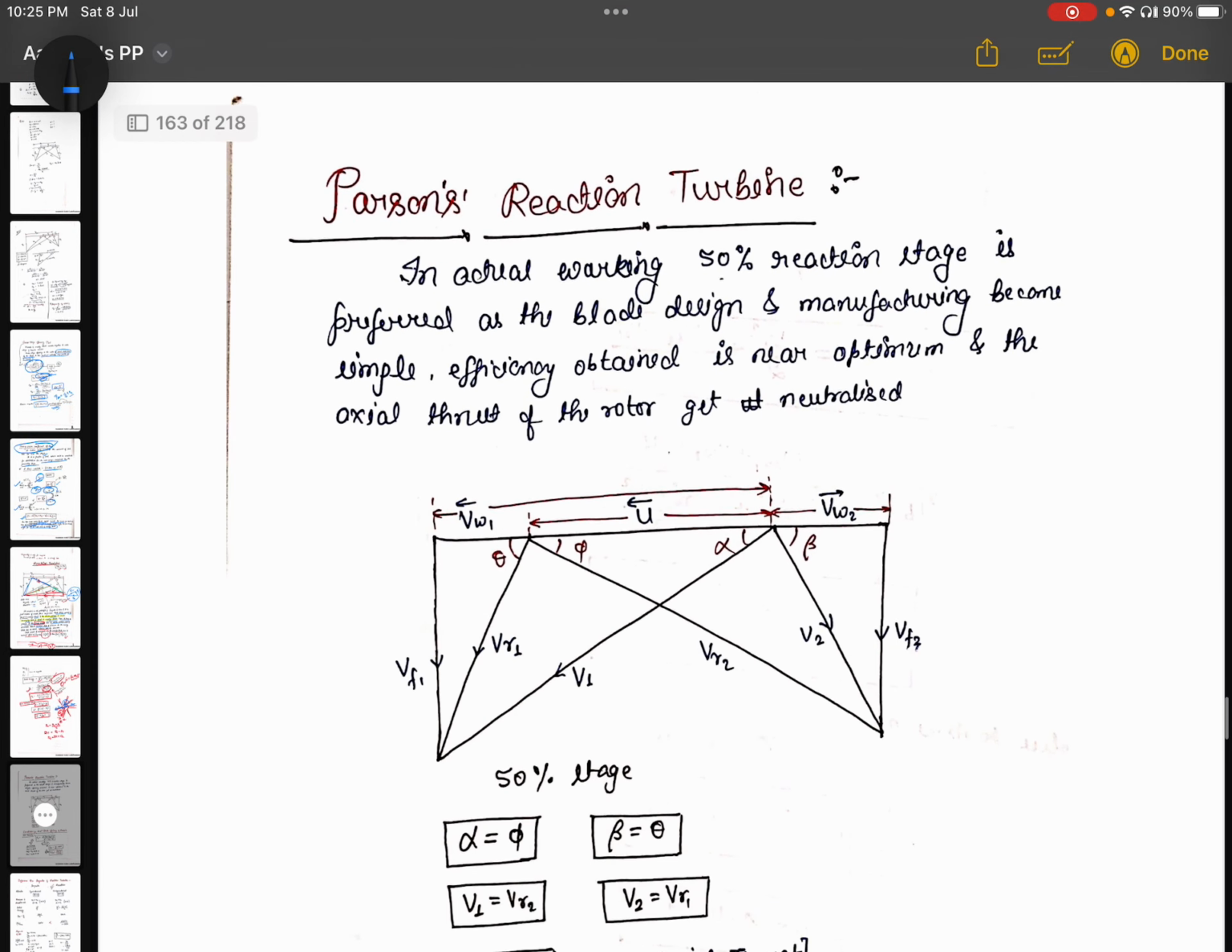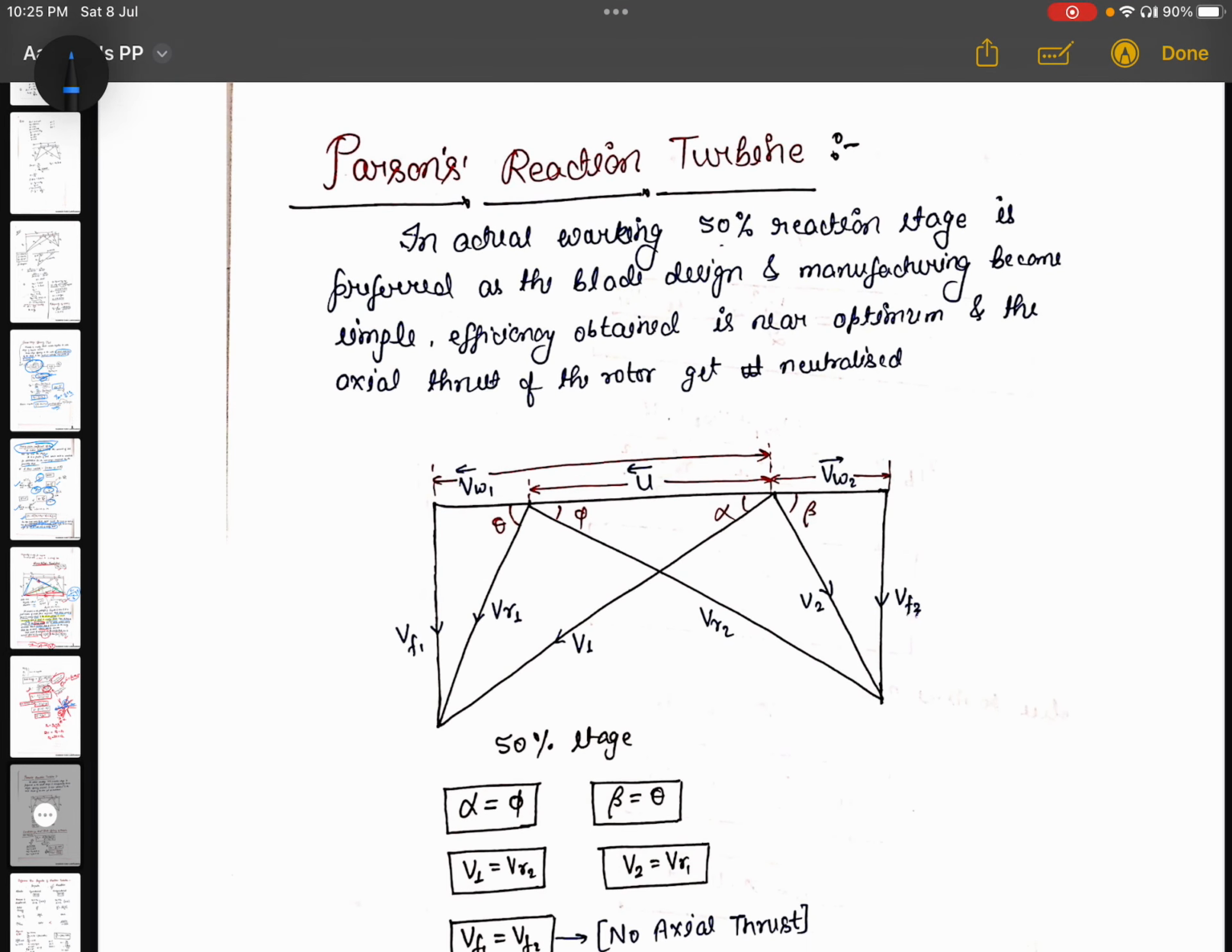Okay. Now we'll study the Parsons reaction turbine. What is the Parsons reaction turbine? In actual working, the 50% reaction stage is preferred because of the easiness of the blade design and manufacturing.